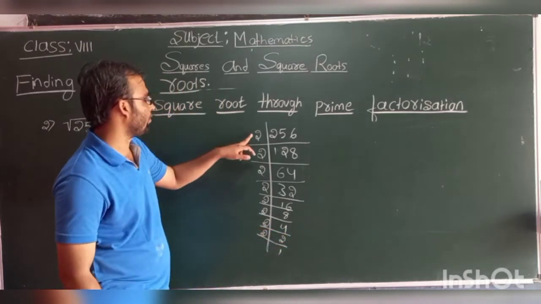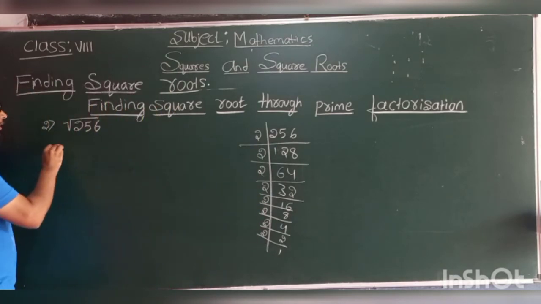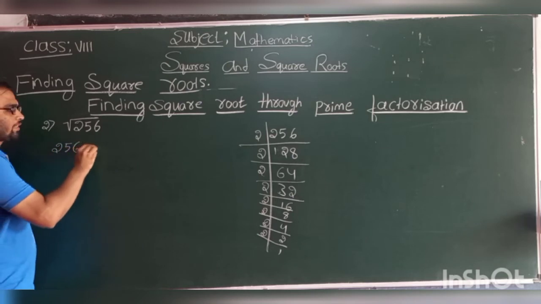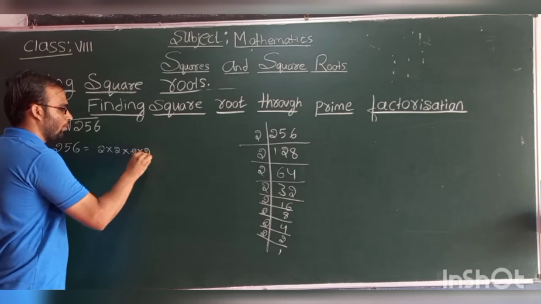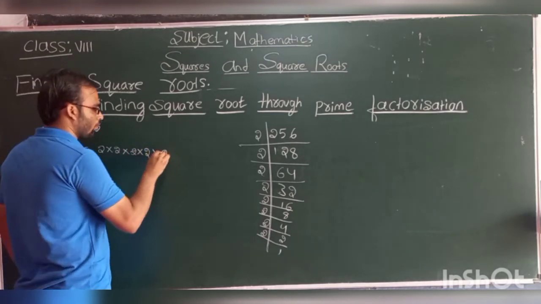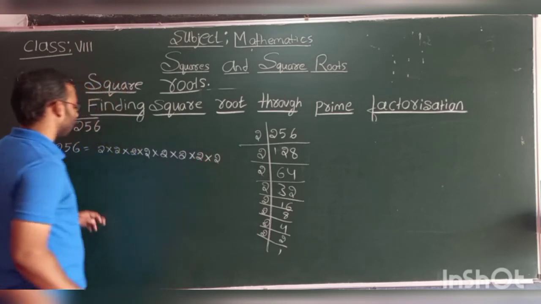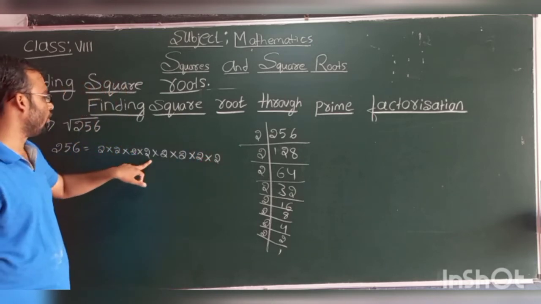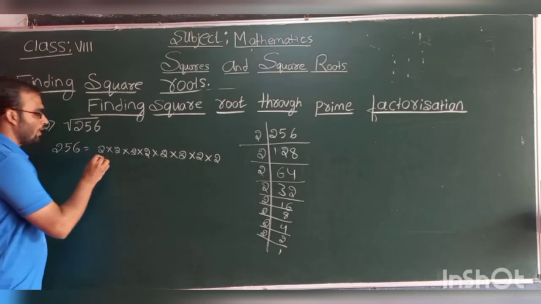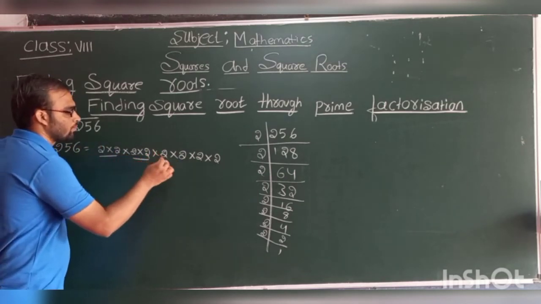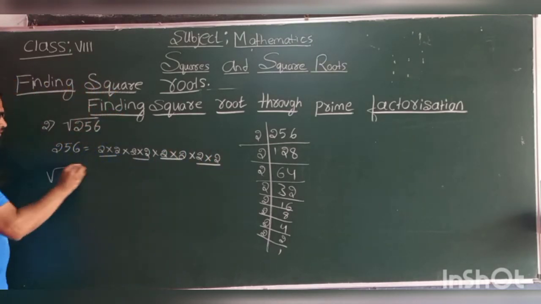So how many times 2 here? 1 2 3 4 5 6 7 8. Okay. So here the factors of 256 are 2 into 2 into 2 into 2, next, 2 into 2 into 2 into 2. 8 times now? 1 2 3 4, 1 2 3 4. Okay, so 8 times. So now what is the next step? We need to pair the numbers.